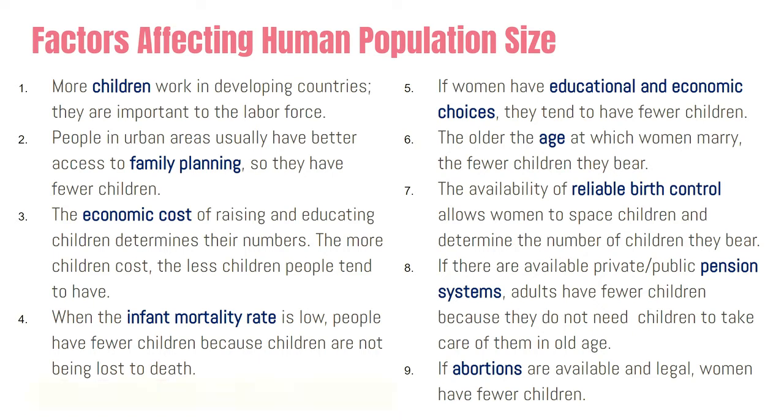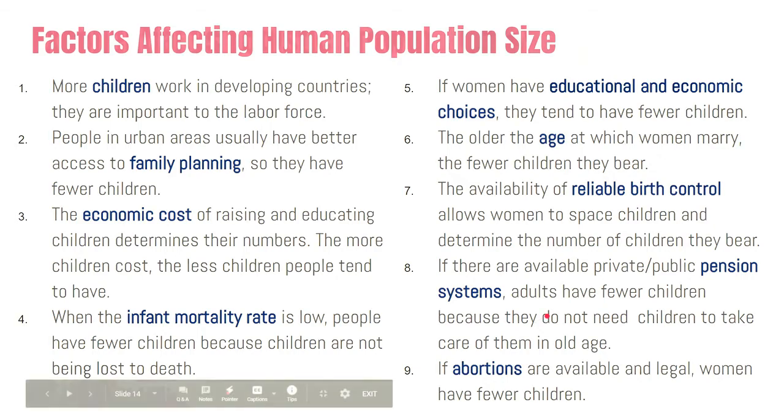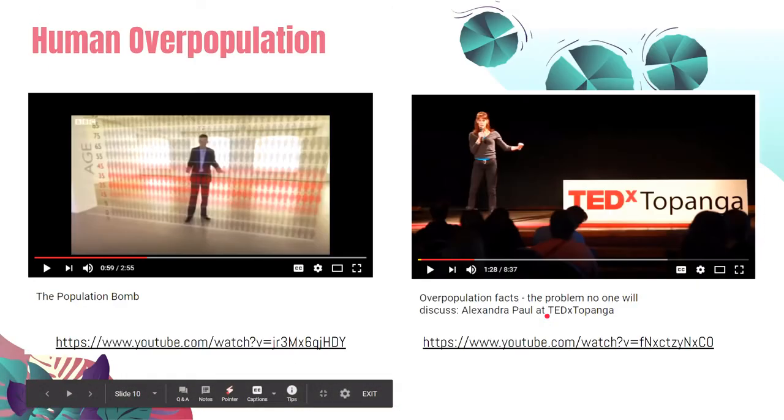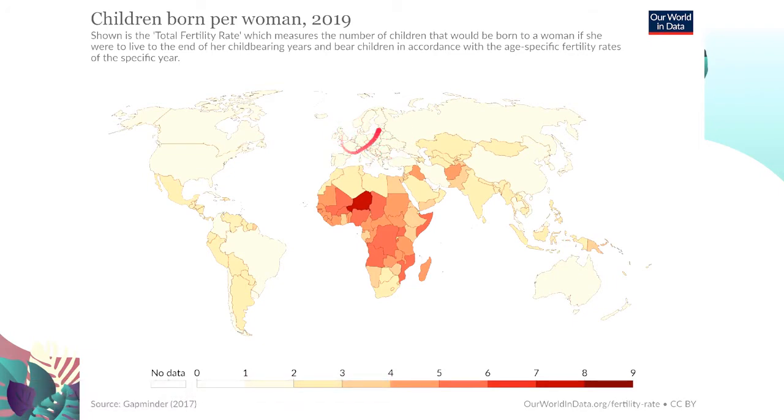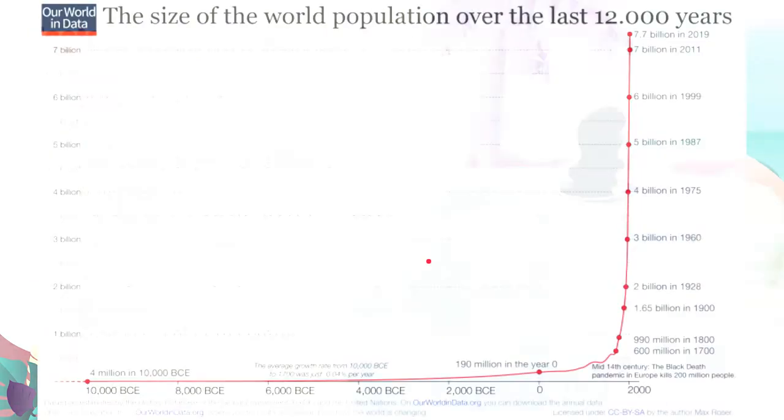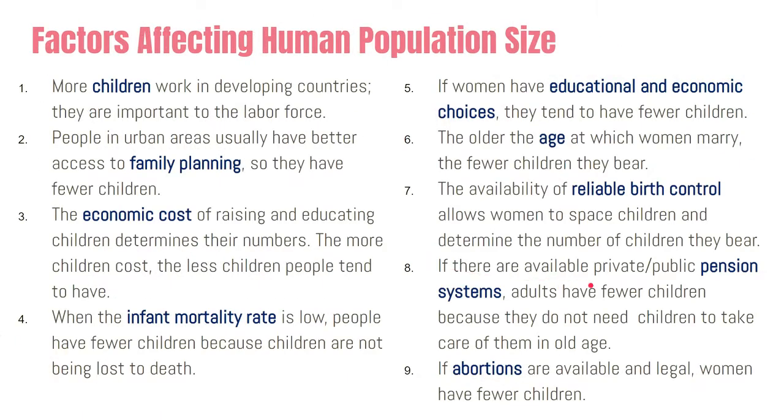So if there are available pension systems, which in some parts of the globe are very, very good, like the European Scandinavian countries, they tend to have fewer children, unlike here in our country, the Philippines.